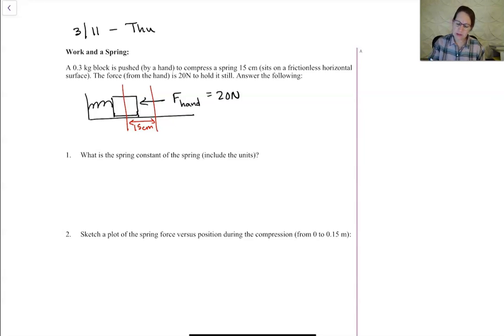You have a block that's of mass 0.3 kilograms, and a hand has pushed to compress it 15 centimeters, and the force is just holding it still. So the first question is, what is the spring constant?